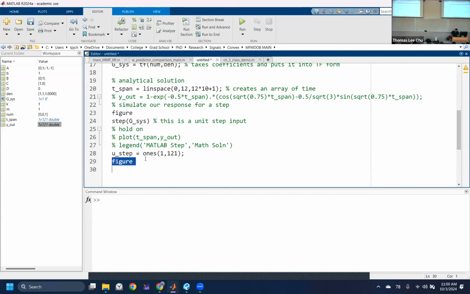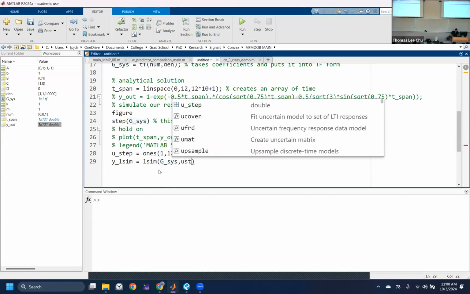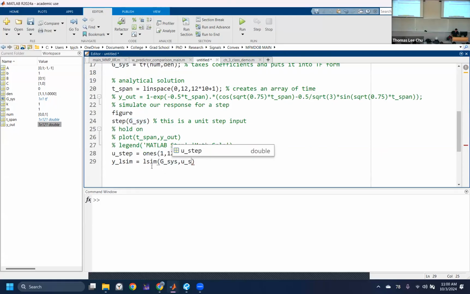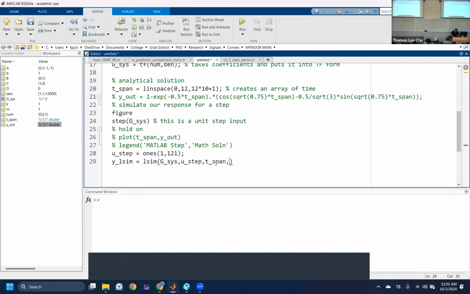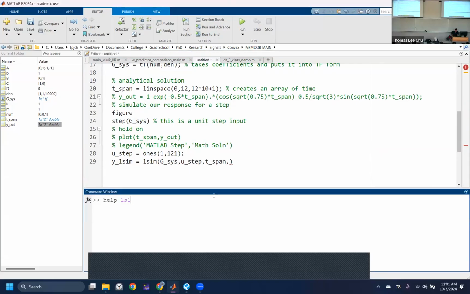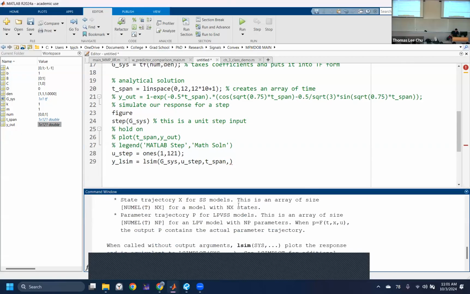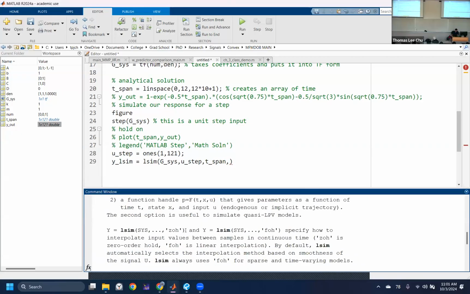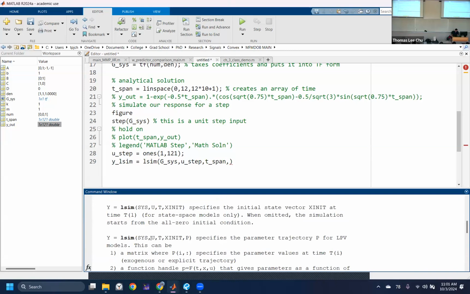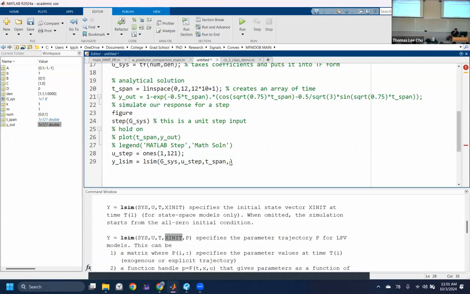And then basically what I want to do is I can say y LSIM is equal to, so this is called LSIM. Basically I put in my system, G system, and then the first command is going to be use step. Second one's going to be my time, which is T span. And the reason why I like LSIM more than step is because if you look at LSIM, the input for it allows you to have input, time, and your initial conditions. So this is a simulation where you can also plug in the initial conditions. How you do it is you just put in an array with your initial conditions.